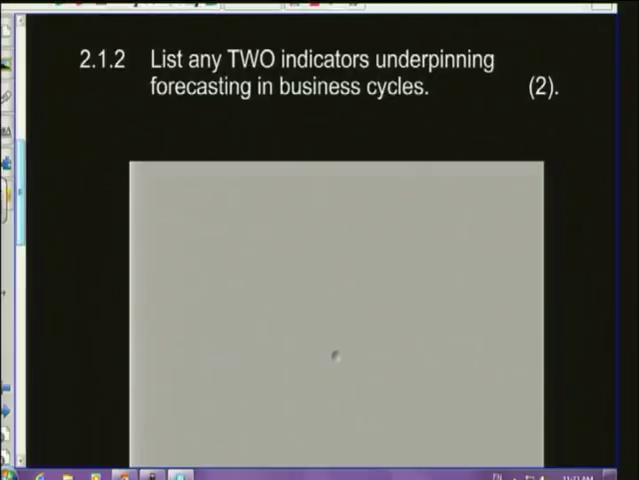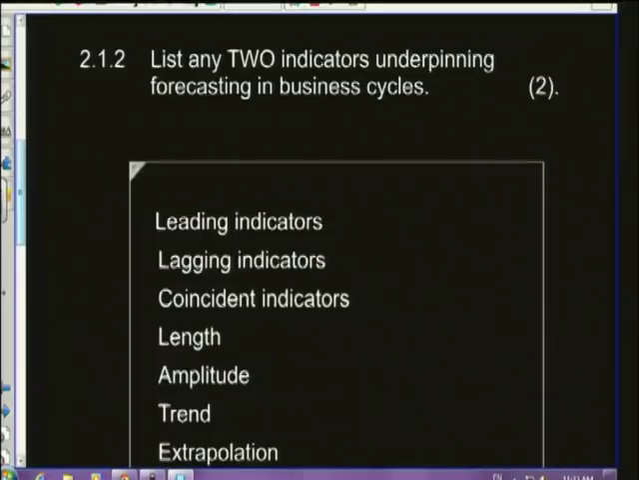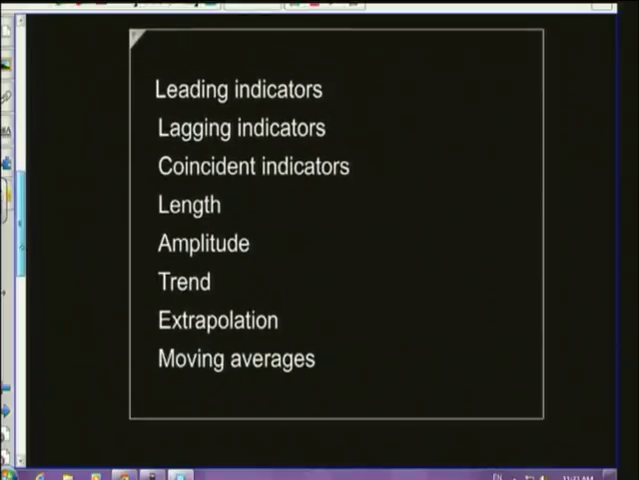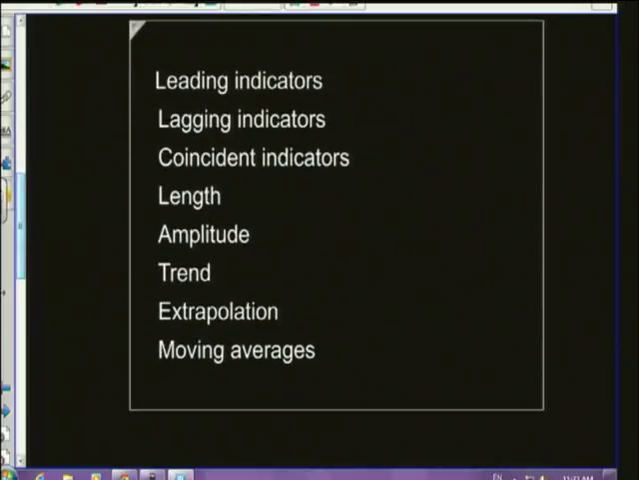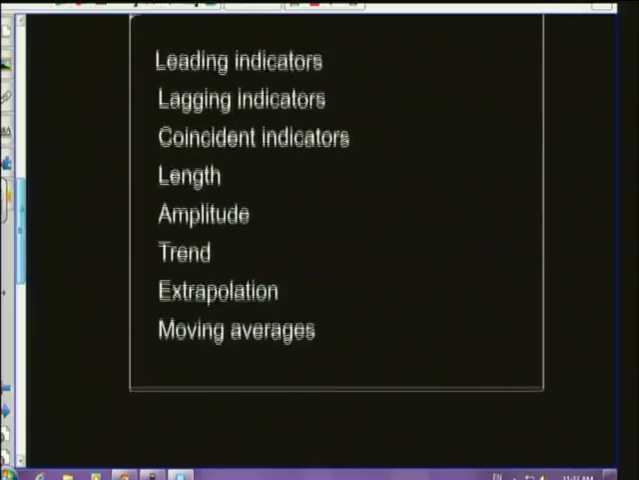2.1.2, list any 2 indicators underpinning forecasting in business cycles. Now there's a variety of answers. You only have to write 2 answers. The moment that you write more, the rest of your answers will be ignored. On the memo, I have included all the possible answers: leading indicators, lagging indicators, coincident indicators. You can look at the length of the business cycle, the amplitude, the trend, extrapolation, and moving averages.